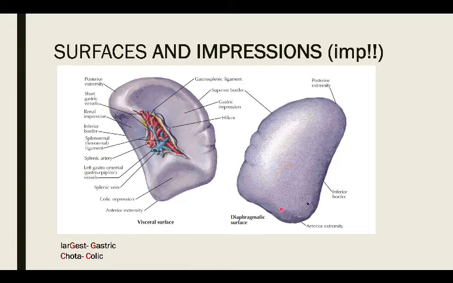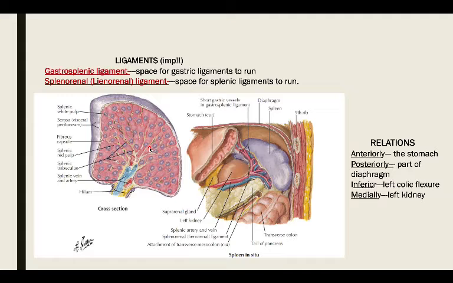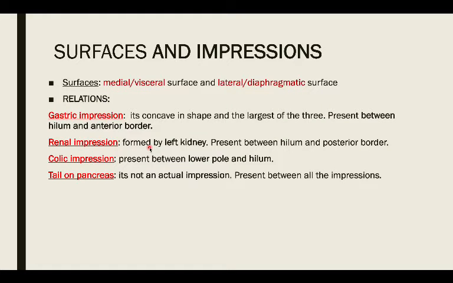So we have covered the surfaces, the diaphragmatic surface, the smooth surface, and the visceral surface. The visceral surface is going to have three impressions: the gastric impression, the largest one, then the colic impression, and the one right here is the renal impression. In between the impressions, there is a hilum, which is the gateway for the vessels: the splenic artery and splenic vein pass through the hilum. Then there are the two ligaments, the gastrosplenic ligament and the splenorenal or the lienorenal ligament.